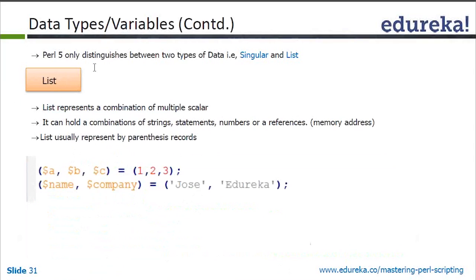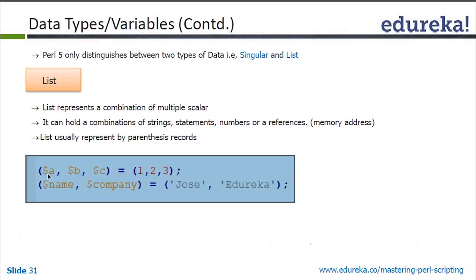Perl 5 only distinguishes between two types of data, singular and list. We have already covered that. A list represents a combination of multiple scalars. It can hold a combination of strings, statements, numbers, or references, memory addresses. A list is usually represented by parentheses. A list is a combination of scalars, right? You can see how it is represented; this is called an array. Array indexes are mapped like this: if you have three elements in the array, it is like $A, $B, $C, with values 1, 2, 3, and you can have $name, $company, with the values Joes and Edureka. Each element is mapping to some element value.